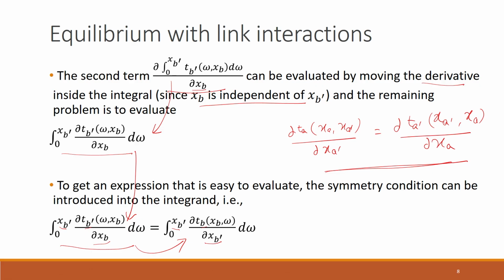Both these links B and B dash have travel times which are a function of the flow on link B, that is why you have xb in both cases here, and of course it is also dependent on the flow on that link B dash. That is why you have omega here. So now that we have used this symmetry condition, this is the integral that we need to evaluate.